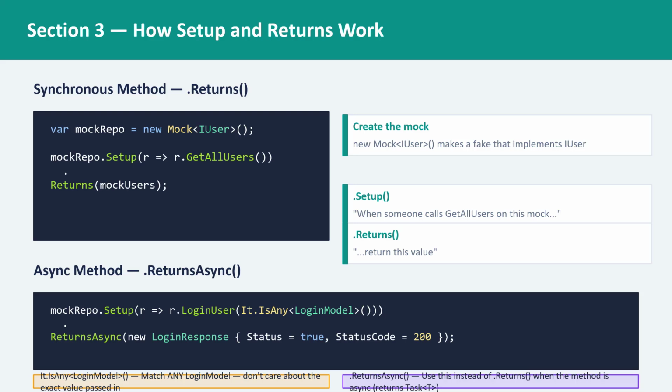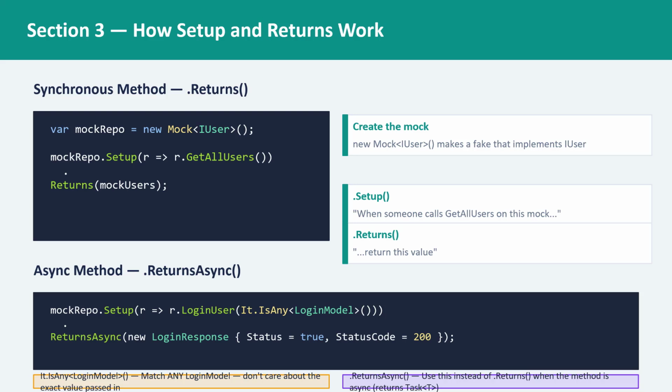Now look at the bottom example. Login users is async. It returns a task login response. For async methods, we use returns async instead of returns. Same idea, just a little different syntax because of that async wrapper. And notice it is any login model. So that's saying I don't care what login model gets passed, return this response for any login model.